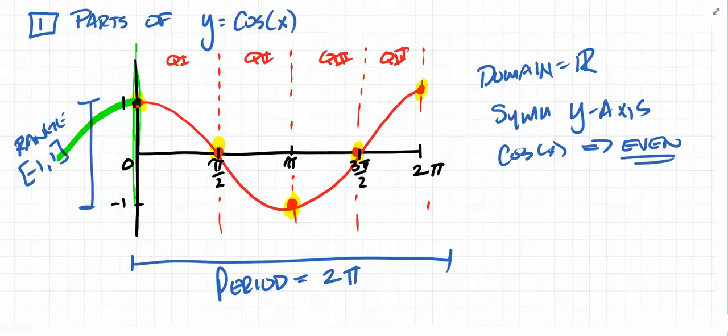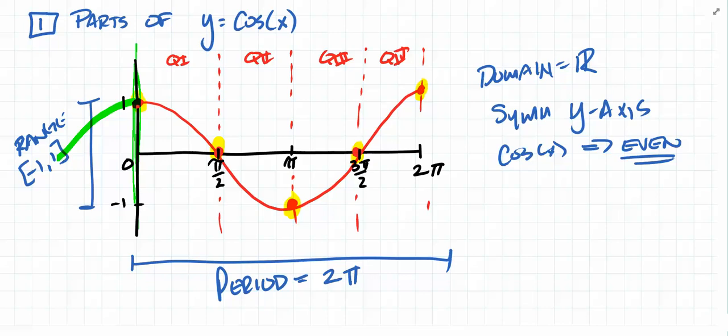In which two quadrants is the cosine curve negative? 2 and 3. Hank, how do you know so fast from looking at that? They're just below 0, right? Which two quadrants is the cosine curve positive? 1 and 4. Very good.